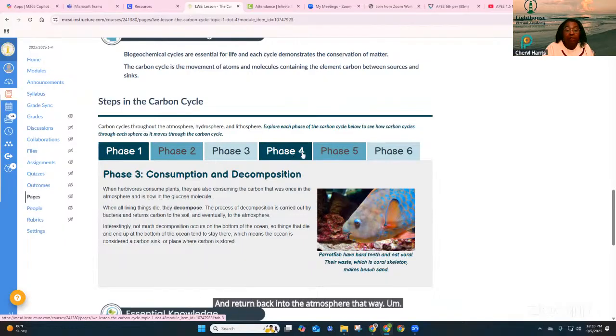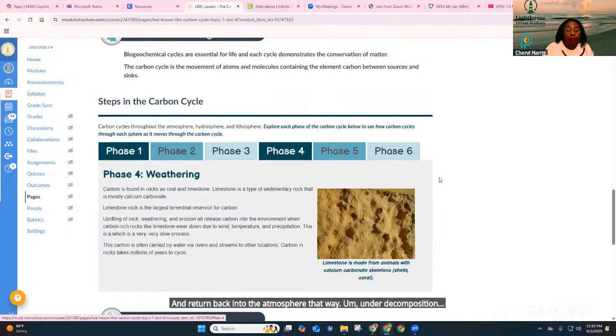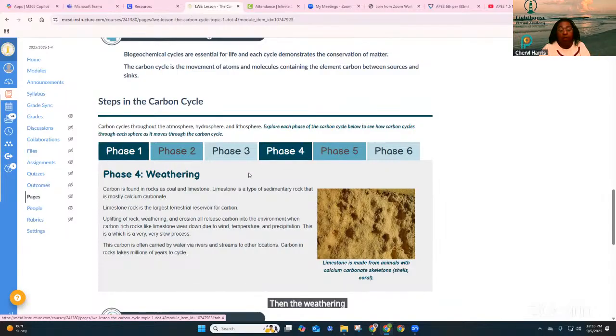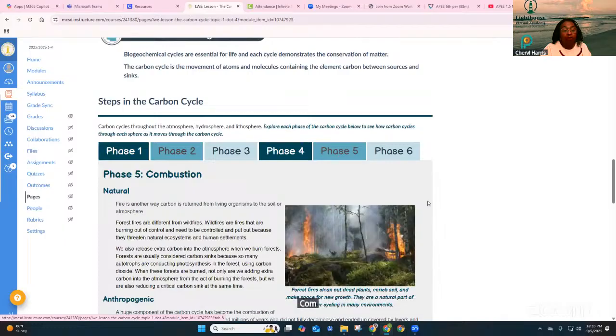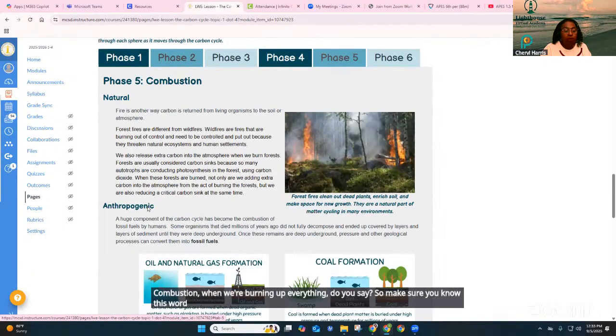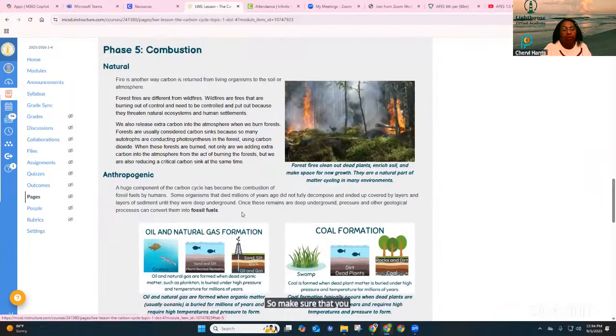Under decomposition, let's see, weathering. So if it's something that gets stuck in the rocks, as it does in limestone and sedimentary rocks, then the weathering process will wear it down and release it. Combustion, when we're burning up everything these days. So make sure you know this word, anthropogenic. They like that word. So make sure that you are aware of what that means.